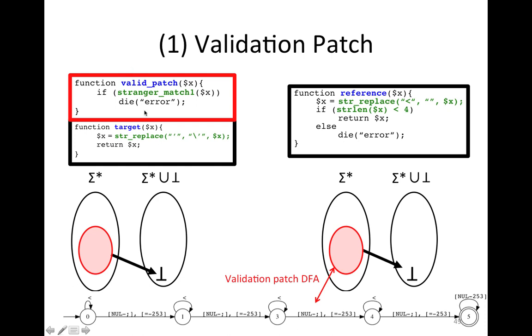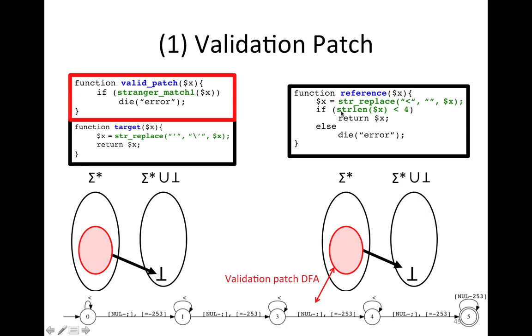So of course, the target needs to reject these strings. Let's take a closer look at this automata. Notice that this automata is going to reject any string that contains at least four characters, given that none of these four characters is a less than. So what happened here is that this validation patch is not going to take care of less than, not going to take care of this replace operation or sanitization operation. It is just going to block the things that are blocked by this branch condition. But here's the catch.